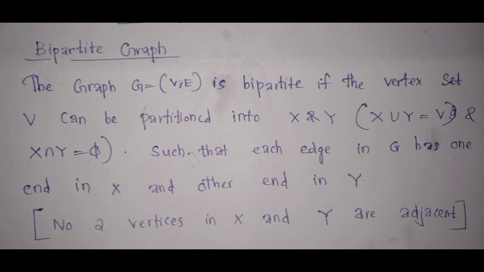A graph is called bipartite if the vertex set V can be partitioned into two sets such that each edge in G has one end in one vertex set and the other end in the other vertex set. That is, no two vertices in the same set are adjacent.